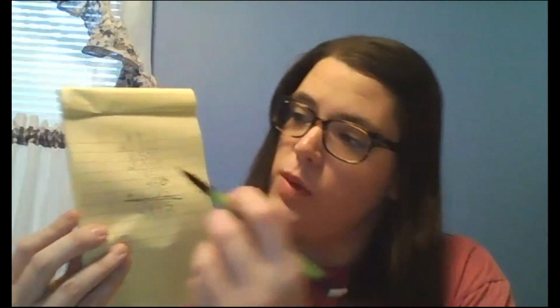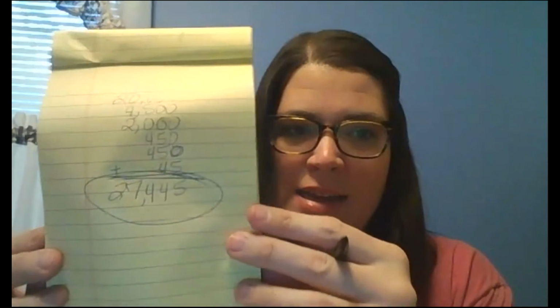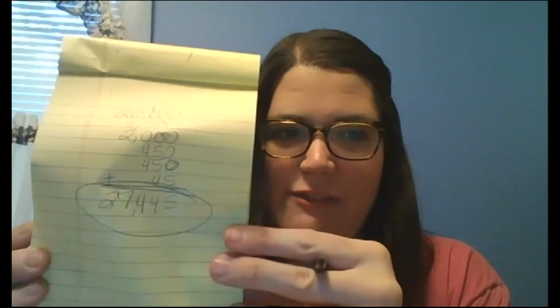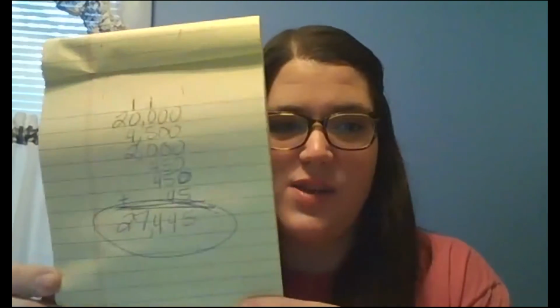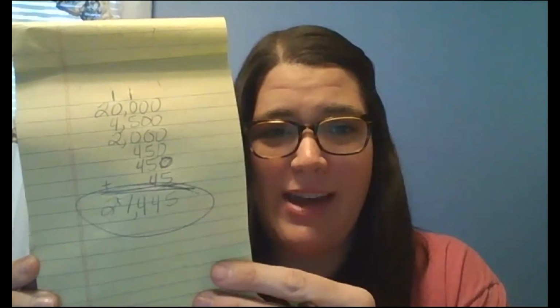On our very last one, we're just going to bring that 2 all the way down. So that gives us 27,445. So 499 times 55 gives us 27,445, just the same as the box method did. So the breaking apart method got us the same answer as the box method.